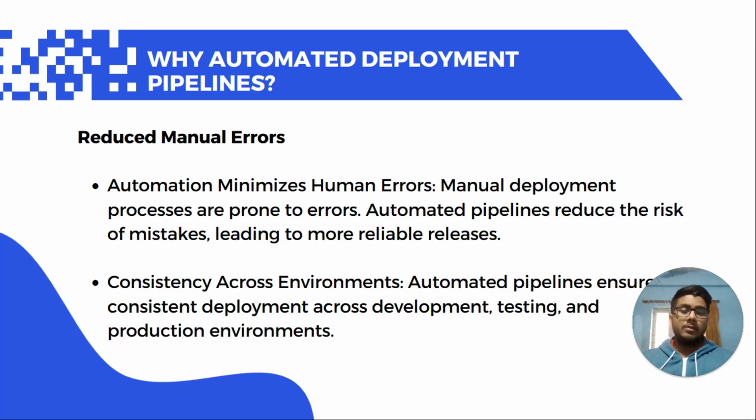Next, reduced manual errors. As we are reducing manual intervention, manual deployments are also reduced. We are not restricting them, but we are promoting automation here. So we will be working on automated deployments as opposed to manual ones. So it will reduce risk and errors.